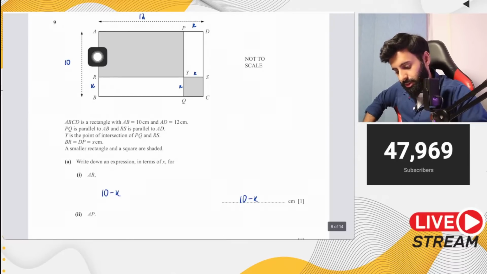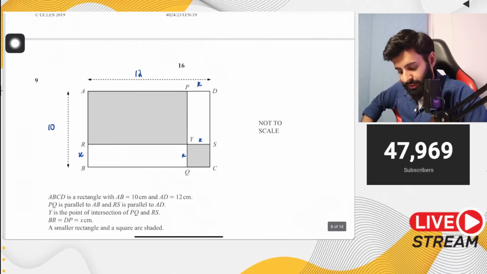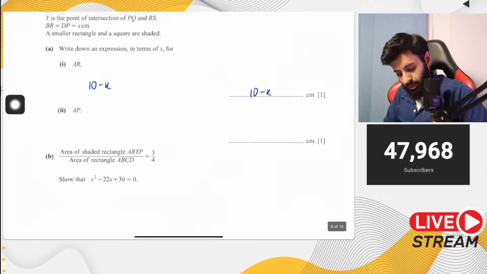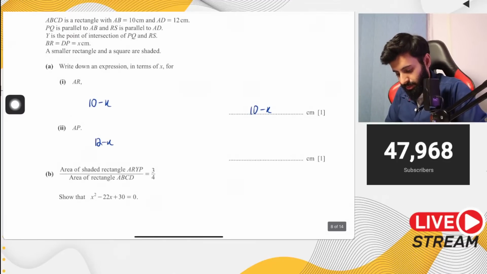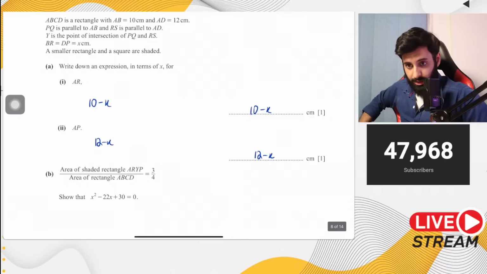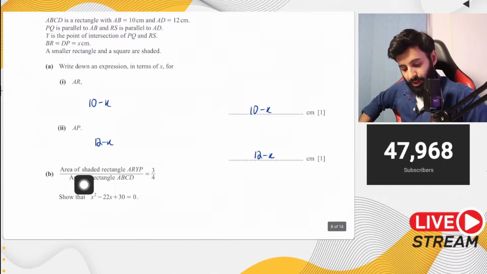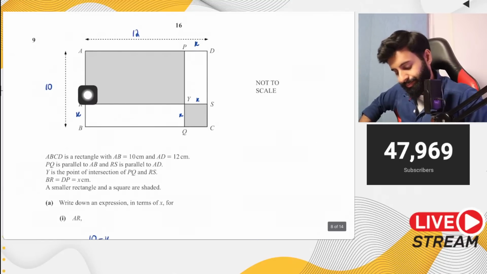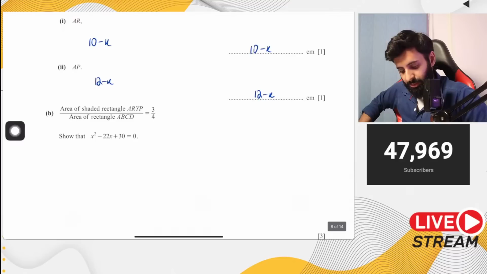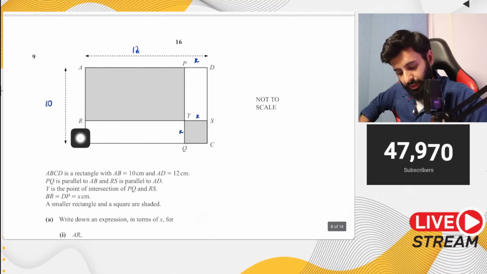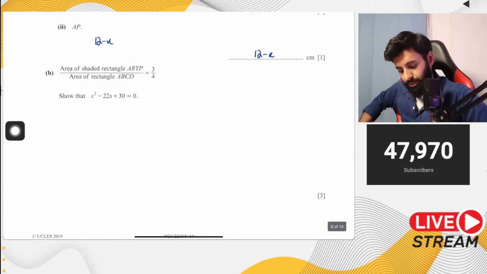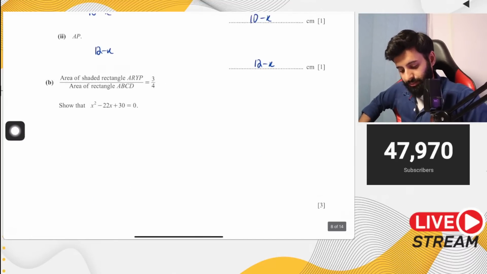Then AP. So AP is going to be equal to what? The entire length is 12. Okay, PD is x. So 12 minus x. Okay. Alright, now this is where it gets interesting. Area of shaded rectangle ARYP to area of rectangle ABCD is equal to 3 upon 4. Alright, show that x square minus 22x plus 30 equals 0.